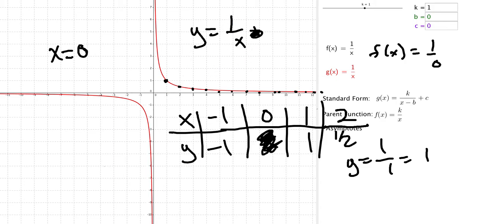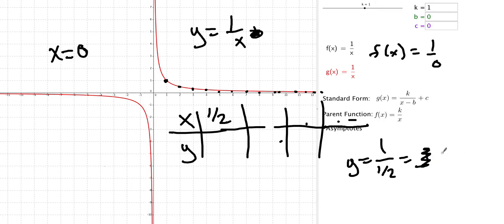Then when x gets smaller, let's do some different values of x. Let's talk about x whenever it's a fraction. Let's say when x is 1/2, what is y? If you plug in 1/2 for x, you get 1 over 1/2, which is not equal to 1, it's equal to 2. 1 divided by 1/2 is 2. When x is 1/3, y is 3. When it's 1/4, y is 4.